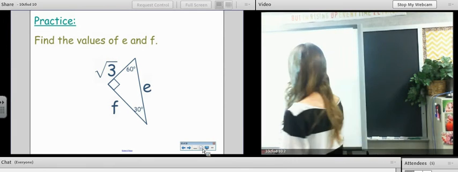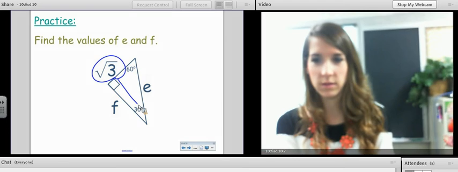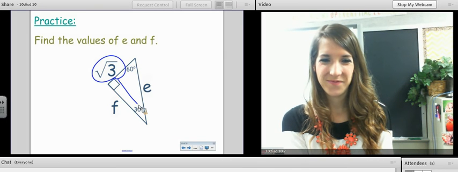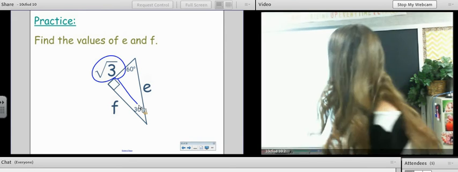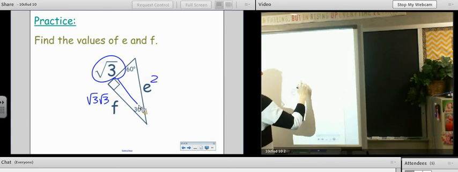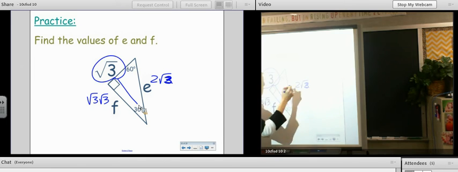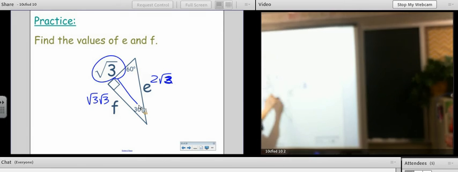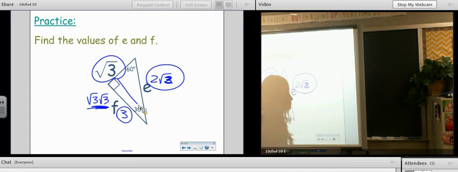You always want what's across from 30 first. And you got it. Except this time it's a little funky. It's a radical. You're going to be okay. So we've got x root 3, 2x. This one's done. This one needs some work. Square root 3 times square root 3 is 3.